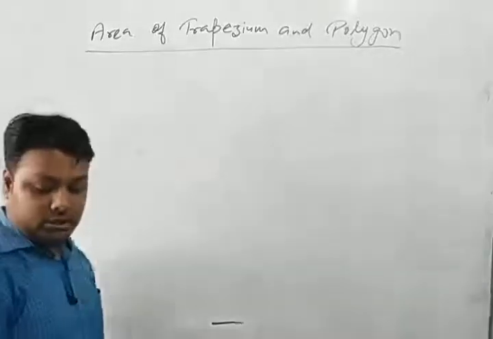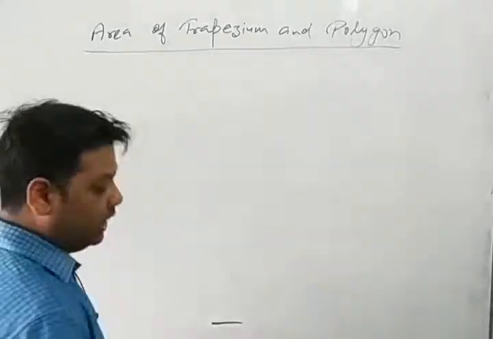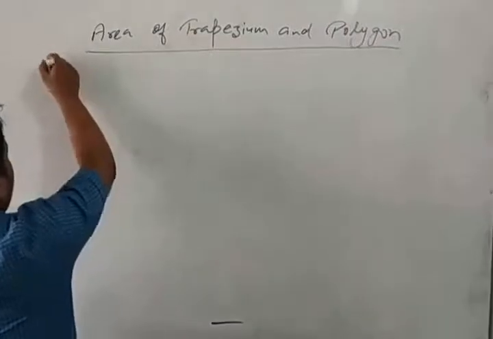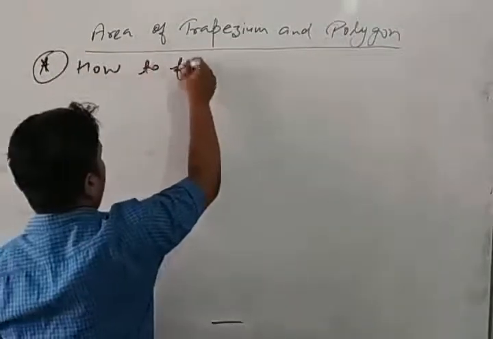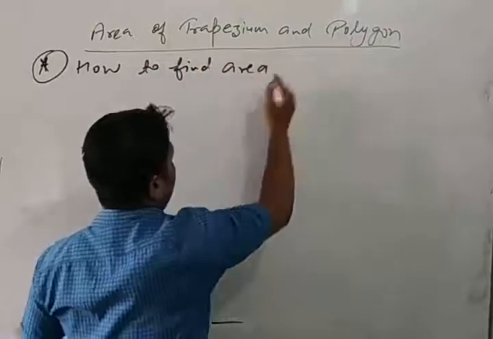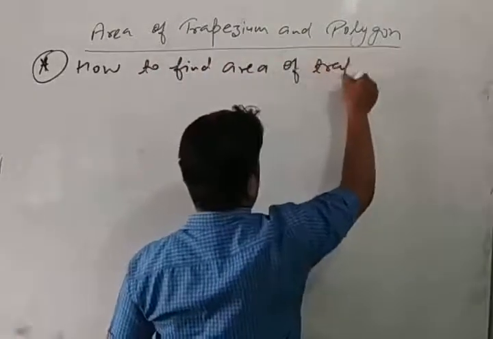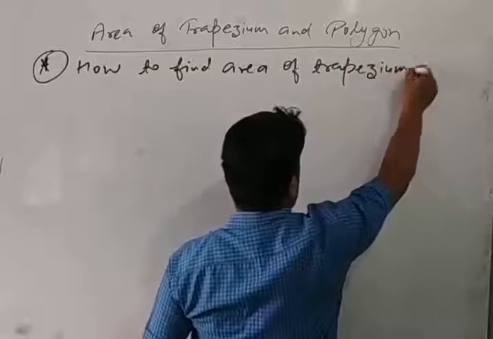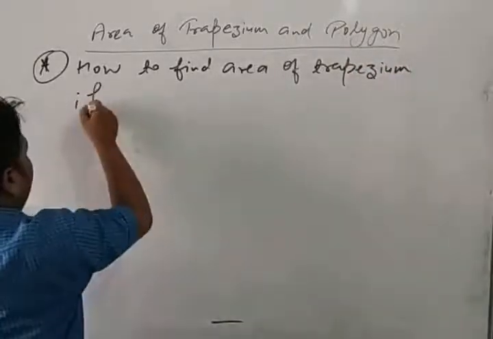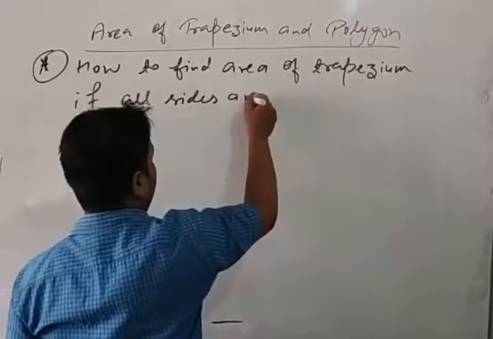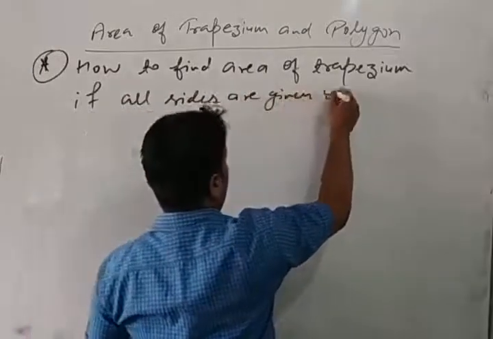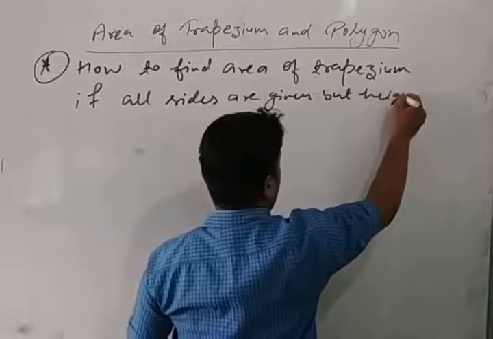Now look at the board here. On the first point, how to find the area of a trapezium if all sides are given but height is not given.